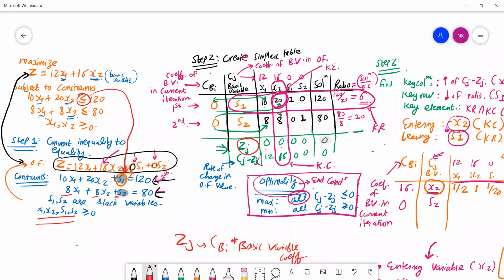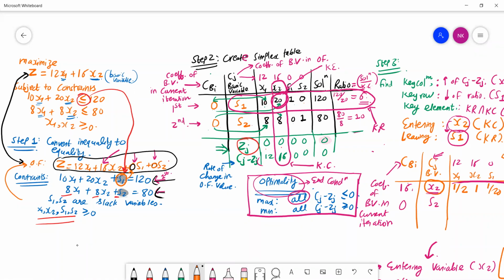Now we would be finding Cj minus Zj. This Cj minus Zj is nothing but the Cj, that is, the coefficients of the variables in the objective function, and Zj is nothing but the product that we have just obtained. So we have seen that it is 12, 16, 0, and 0.